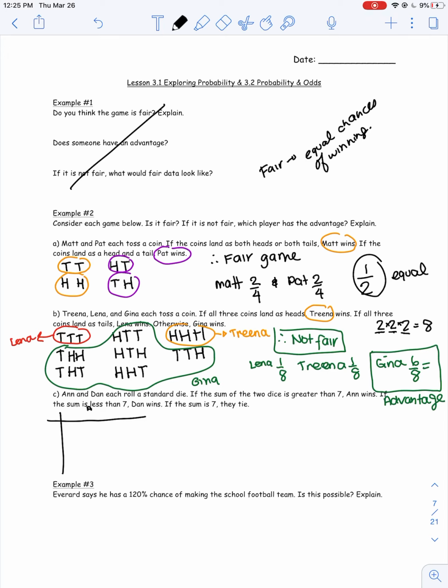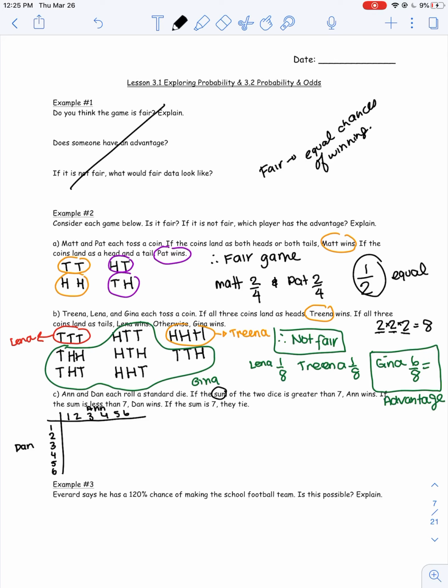So I'll show you what this chart looks like. One person will be Anne, so Anne will be at the top of the chart and Dan will be at the side. It really won't matter which one you do, but you're going to list the different numbers on a die. Well, we know dice are labeled 1, 2, 3, 4, 5, 6. So that's Anne's die. And Dan is going to roll another die, which also has those 6 outcomes.